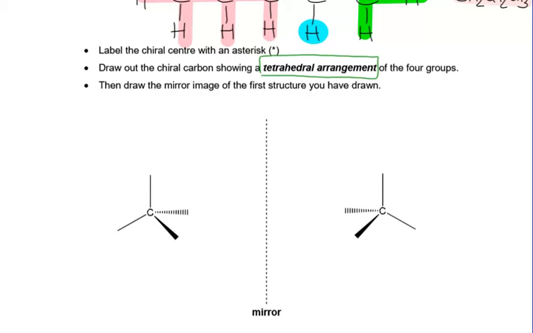So remember I had those 4 groups, the first of which we had an alcohol group. I'm going to put that here. And then we had a hydrogen. And then group number 3 was a methyl. And group number 4 was that big propyl group.